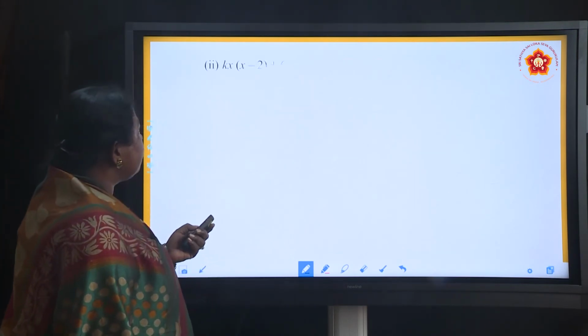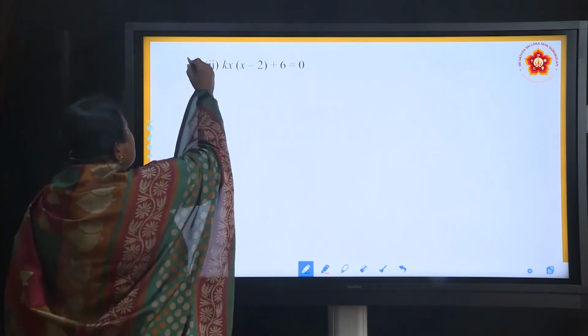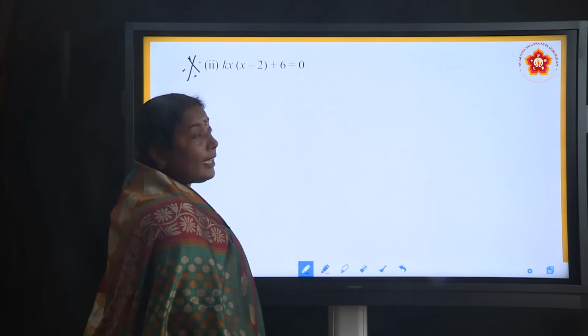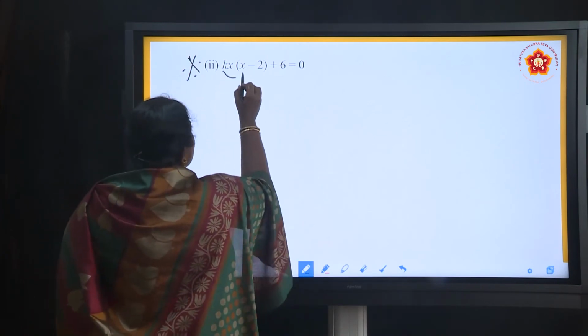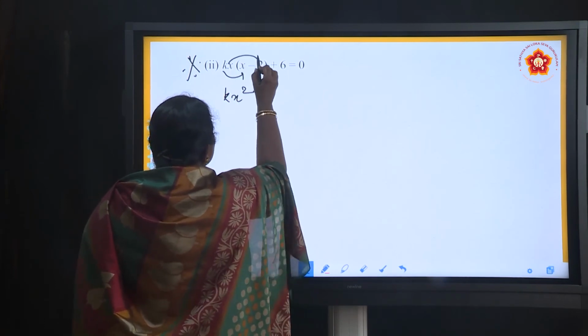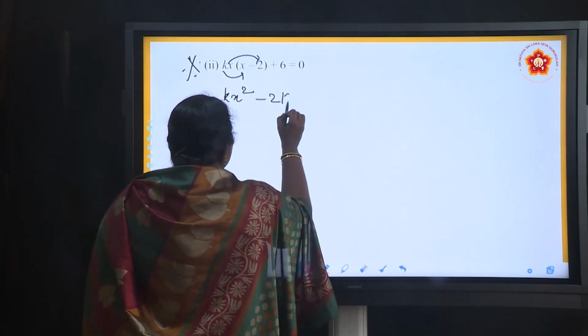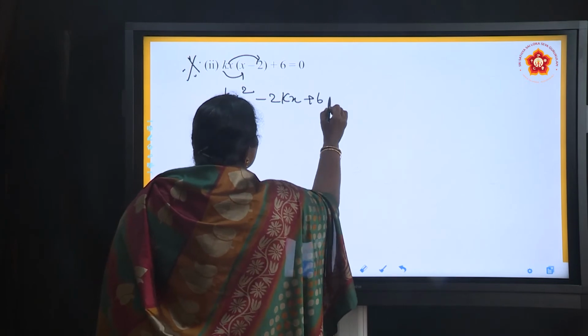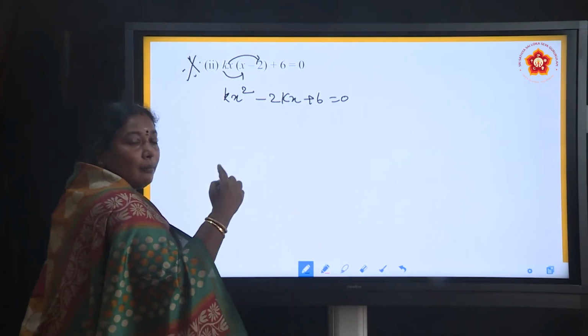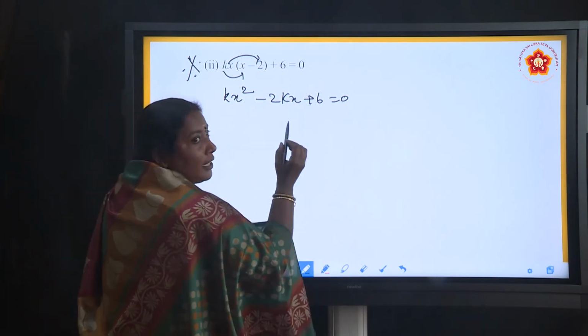So the next sum. Here, this is an important sum. So k x, x minus 2 plus x. So how will it be? Multiply this: k x square minus 2kx plus 6 equal to 0. They have told that it has two equal roots. So my condition is b square minus 4ac equal to 0.